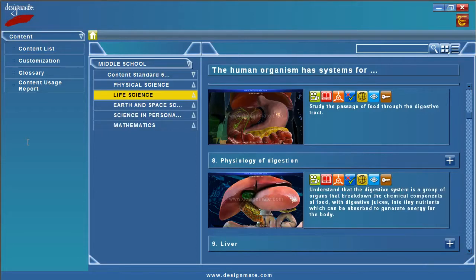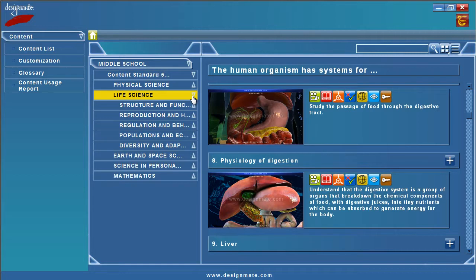The product comes in a very user-friendly interface. As you can see, the entire content has been mapped as per the NCERT curriculum. Under middle school, you have different subject categories like physical science, life science, earth and space science, etc. You can select any one of these categories, like life science.